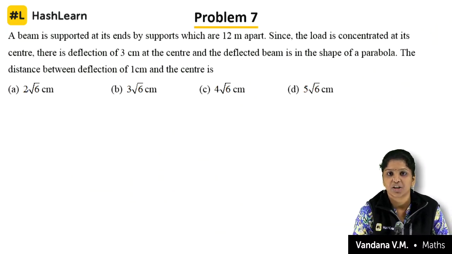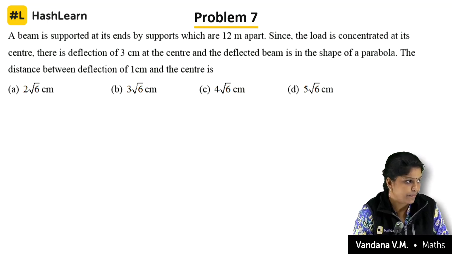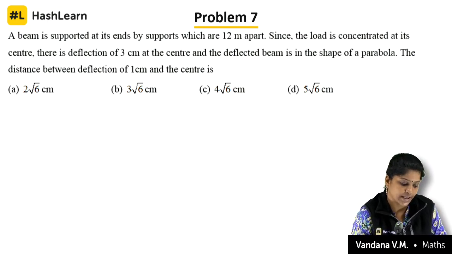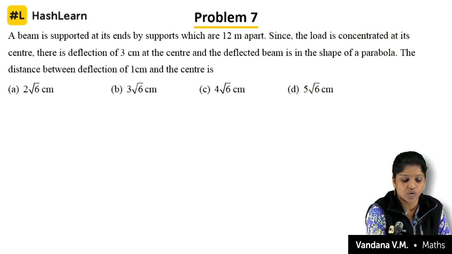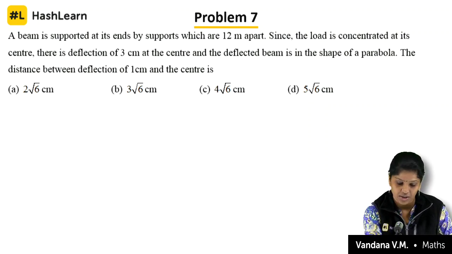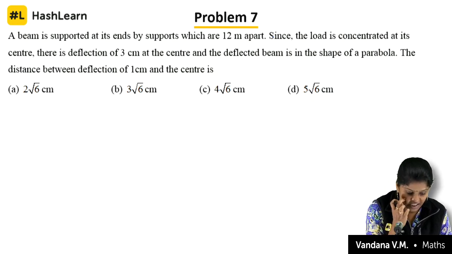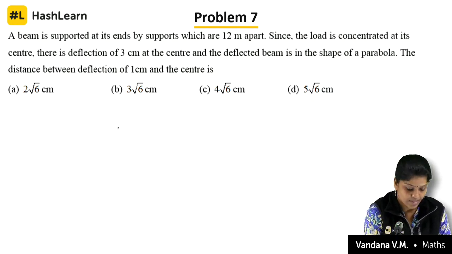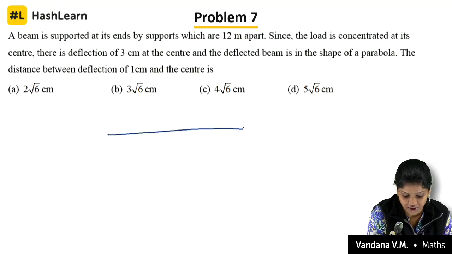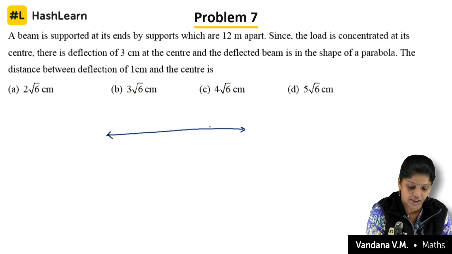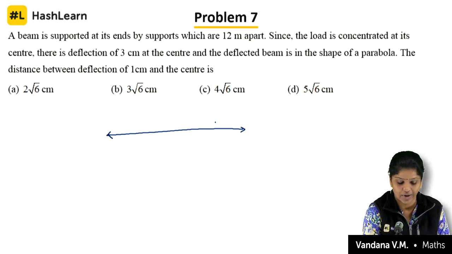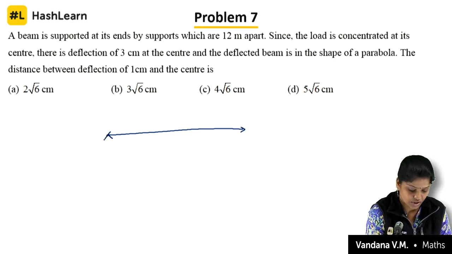Okay, try to answer this question now. A beam is supported at its ends by supports which are 12 meters apart. Since the load is concentrated at its center, there is a deflection of 3 centimeters. What are they telling? There is one beam which is supported. Total it is 12 meters apart, a 12 meter length beam. So, just take it this way if you want.